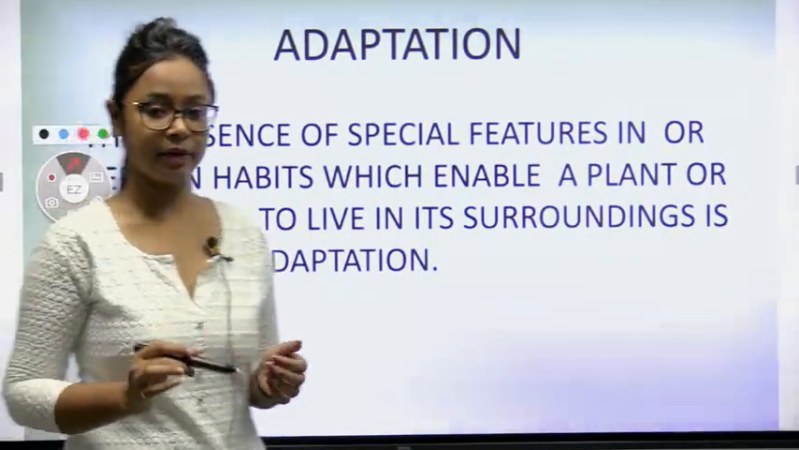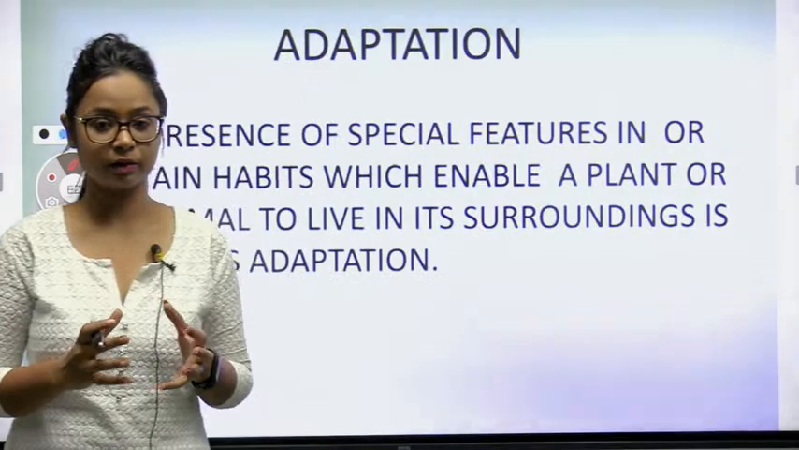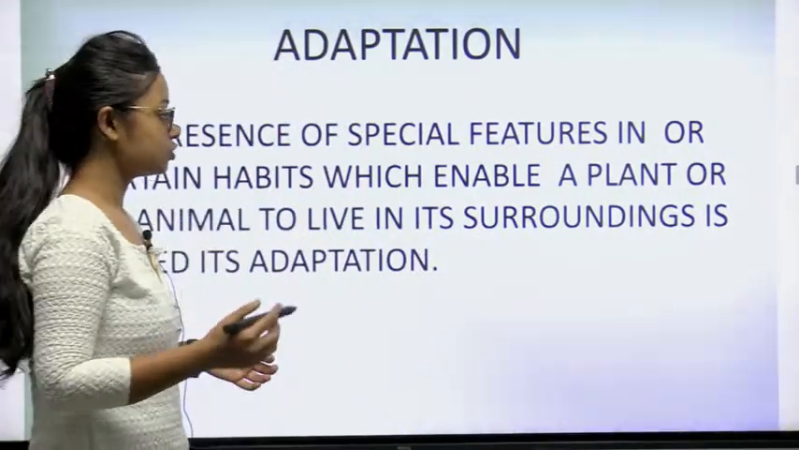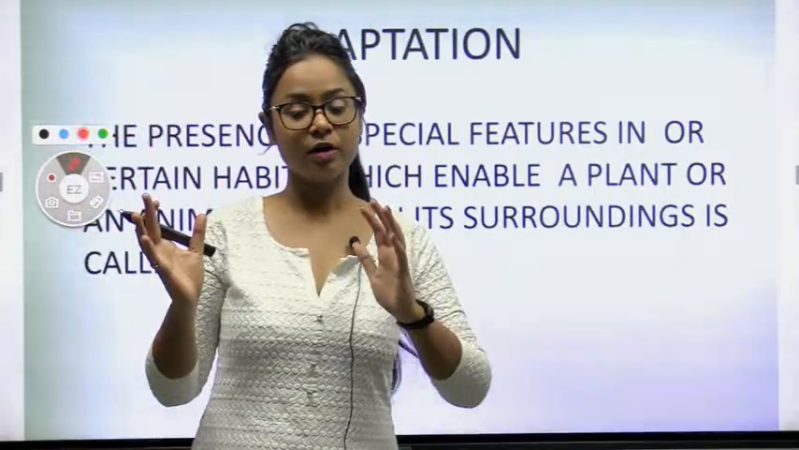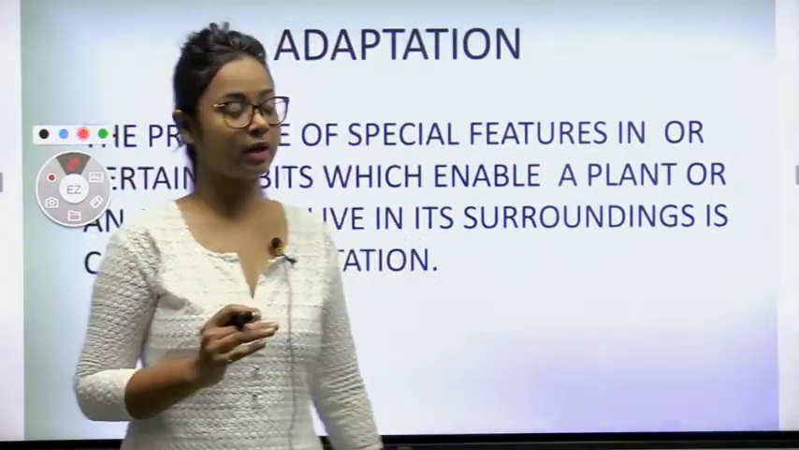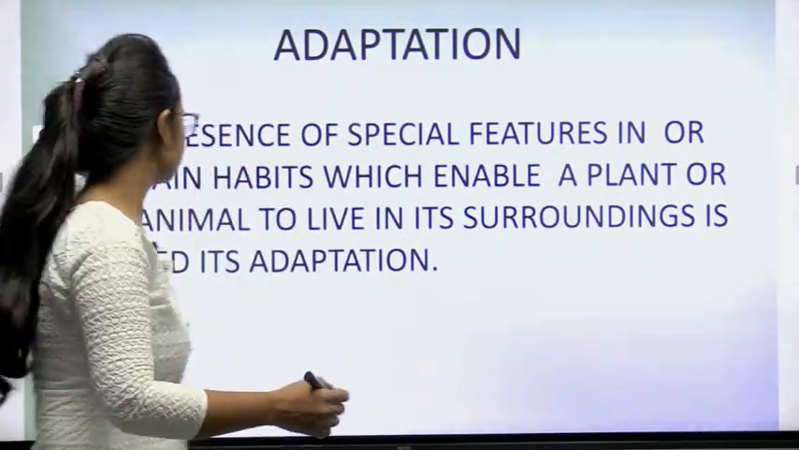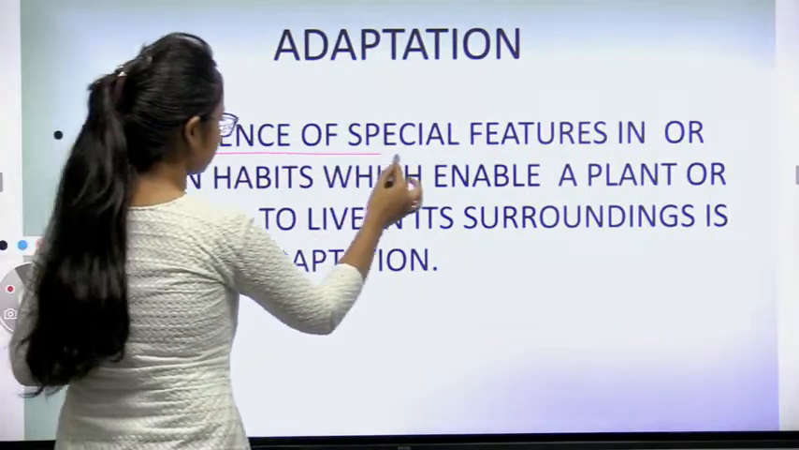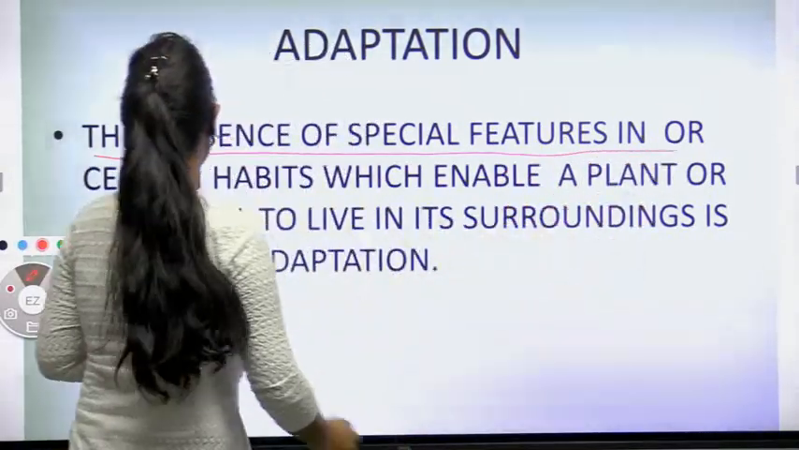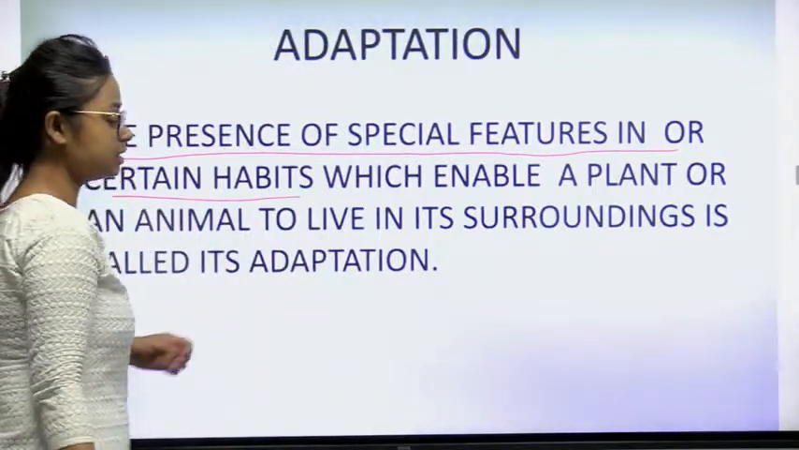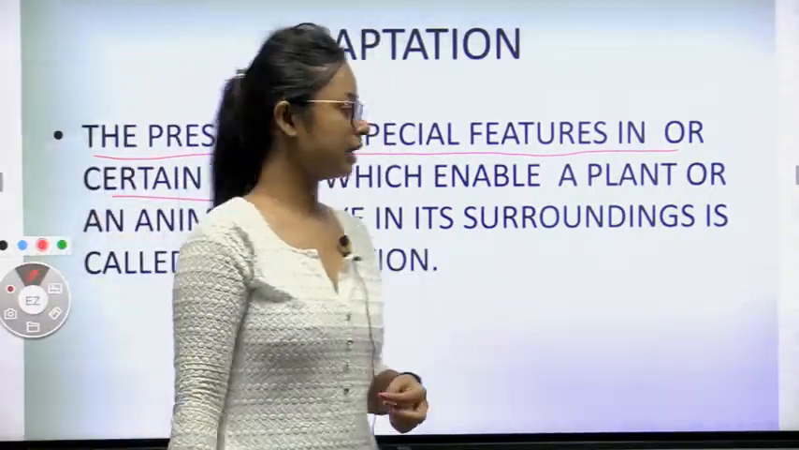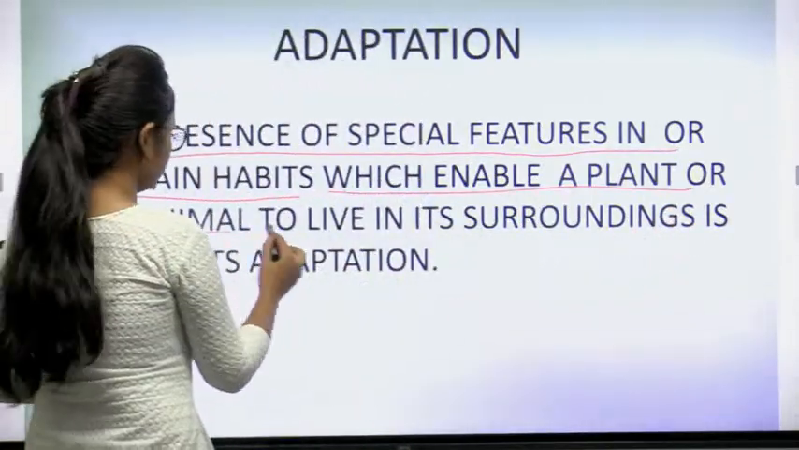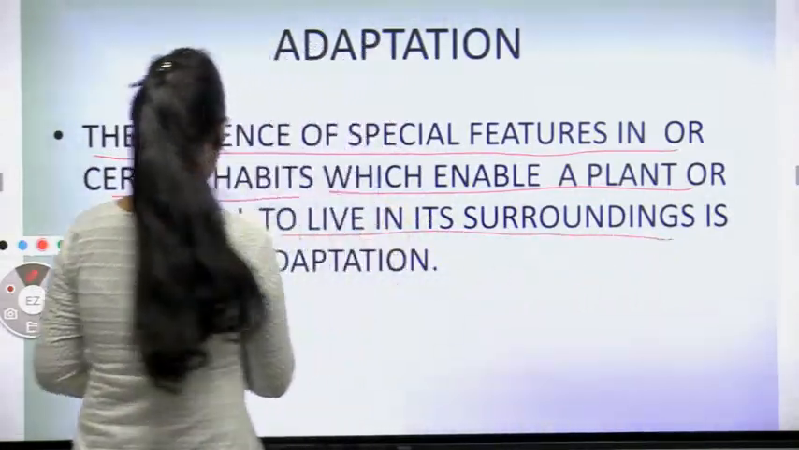So that is its adaptation. And if we talk about the desert, camels live in very hot places in a desert, right? If we take a camel and put it in a very cold place in the Arctic region, can it live? No, because it doesn't have the features in its body to survive in a very cold region. So the presence of a special feature in the body, which enables a plant or an animal to live in its surroundings, is called its adaptation.